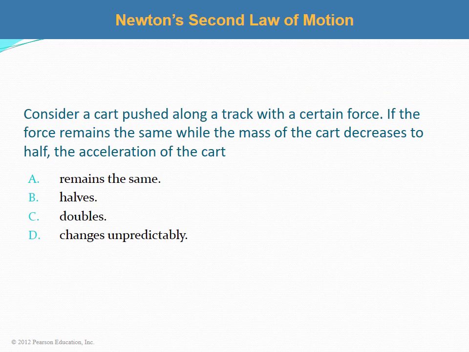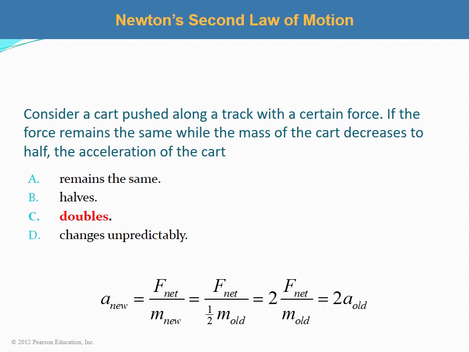Consider a cart pushed along a track with a certain force. If the force remains the same while the mass of the cart decreases to half, the acceleration of the cart: A, remains the same, B, halves, C, doubles, or D, changes unpredictably. The answer is C, doubles. Study the equation carefully. The new mass is half the old mass, which results in twice the acceleration.